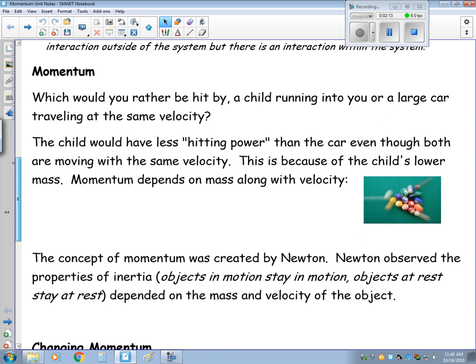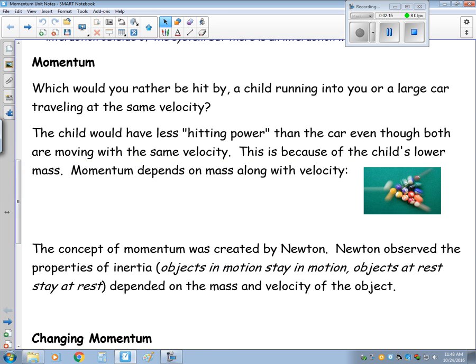So to get us started, what exactly is momentum? Well, to help you understand this, a rhetorical question here. Would you rather be hit by a child running into you or by a large car traveling with the same velocity? Obviously the child. The child has less hitting power than the car, even though they're both moving at the same velocity. And it comes down to the fact that the child has less mass.